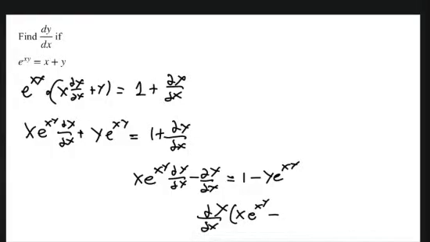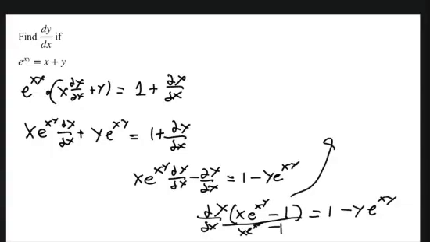Minus 1 equals 1 minus ye to the power of xy. And then we can just divide whatever's in the parentheses. And so the final derivative is 1 minus ye to the power of xy all over xe to the power of xy minus 1.